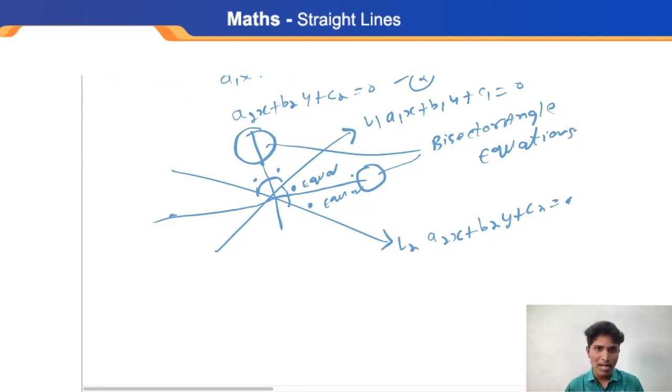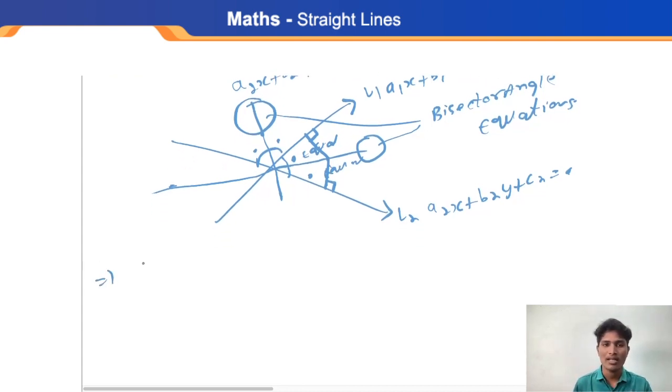If this is a bisector, and I take a point and draw a perpendicular to both lines, the distances will be equal. Yes, by using that concept, I can write the equation. I forgot to explain the distance, that is the perpendicular distance.